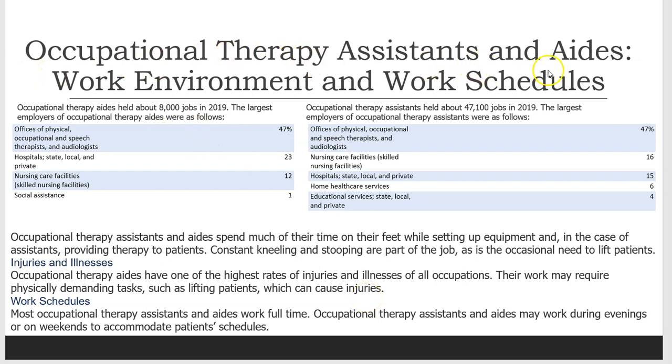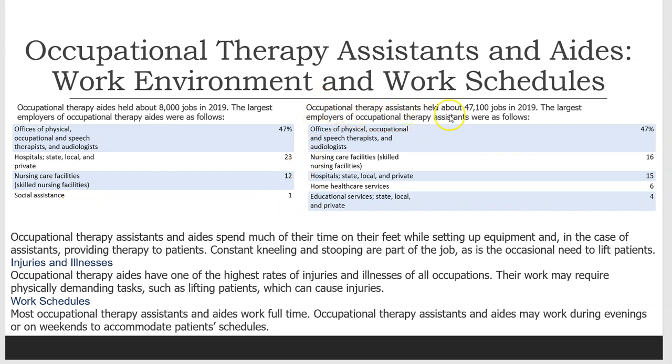Occupational therapy assistants and aides, work environment and work schedules. Occupational therapy aides held about 8,000 jobs in 2019. The largest employers of occupational therapy aides were as follows: offices of physical, occupational, and speech therapists and audiologists, 47%; hospitals, state, local, and private, 23%; nursing care facilities, skilled nursing facilities, 12%; social assistance, 1%.